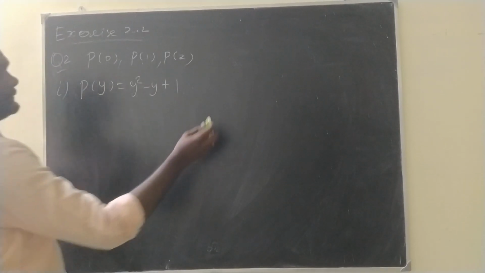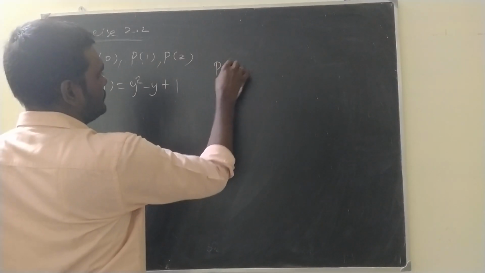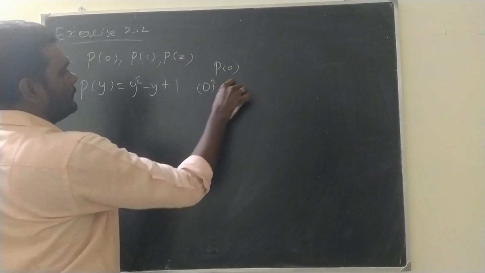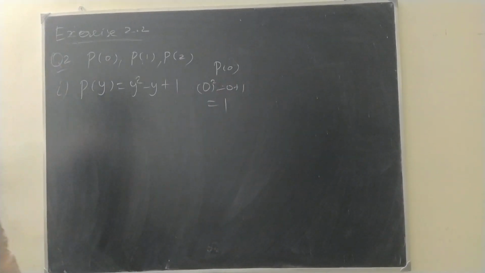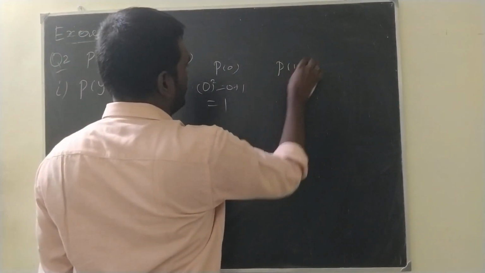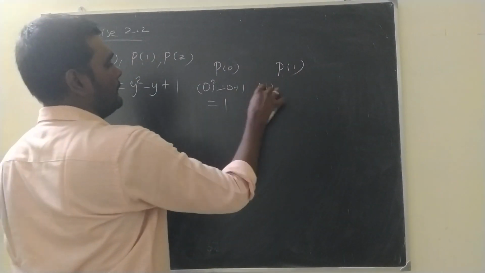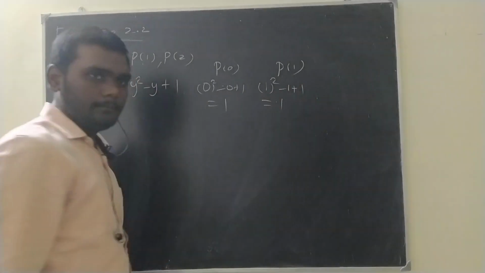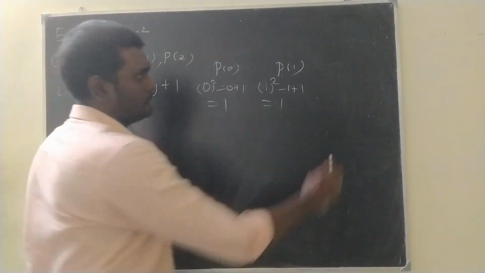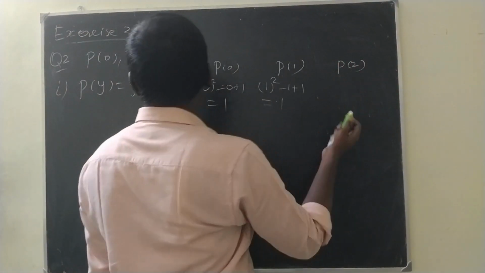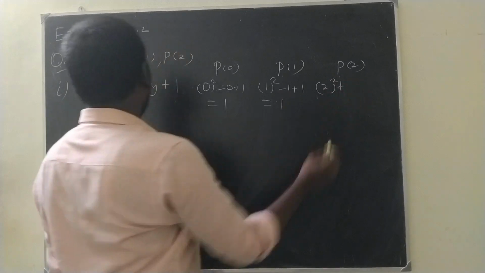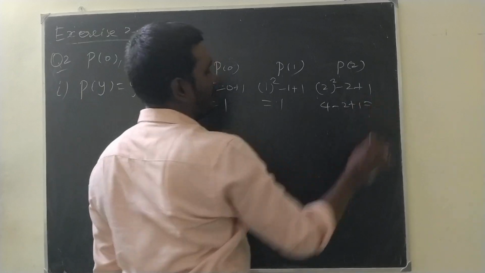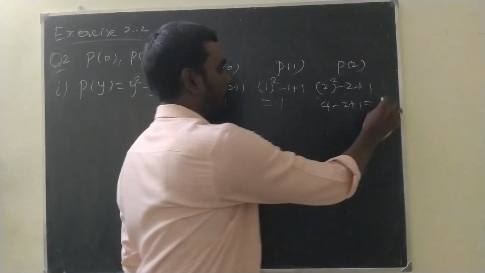So what is P of 0? P of 0 it is 0 square minus 0 plus 1. Answer is 1. P of 1 it is 1 square minus 1 plus 1. So 1 minus 1 is 0, 1. P of 2 it is 2 square minus 2 plus 1, that is 4 minus 2 plus 1. 4 minus 2 it is 2, 2 plus 1 it is 3.